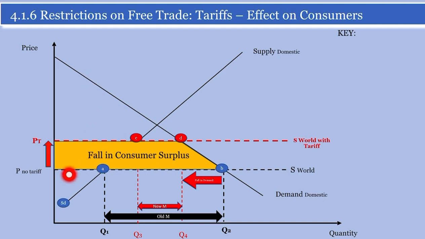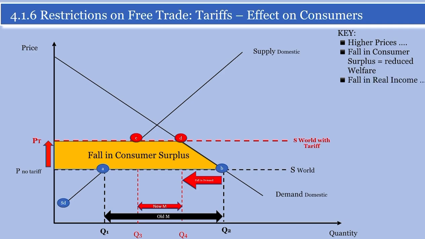Okay, so that triangle here was the old consumer surplus. This triangle here is the new consumer surplus. So the difference between those two triangles is this box here, which is a fall in the consumer surplus. Consumers pay a higher price, there's a reduction in their surplus, which is reduced economic welfare.